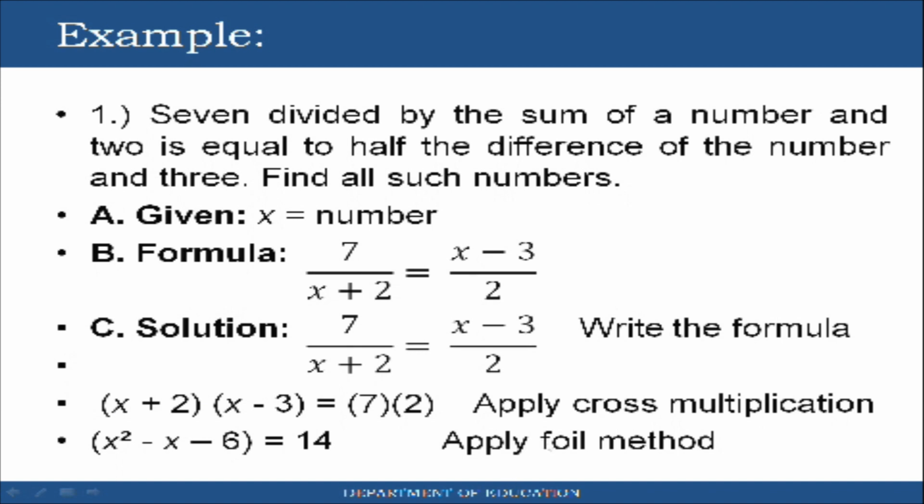First, FOIL: F, x times x is equal to x squared. And then outside, so negative 3 times x is negative 3x. Inner term, 2 times x is positive 2x. So we will combine like terms. Negative 3x plus 2x is equal to negative x. And then negative 3 times 2 is equal to negative 6. This is how we apply the FOIL method.